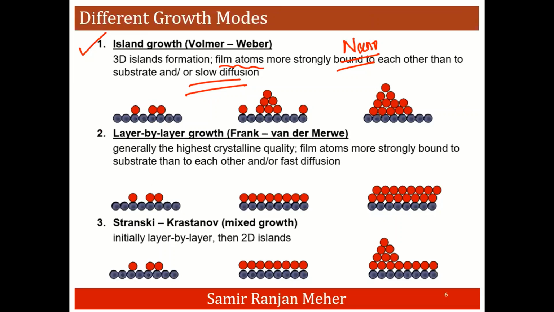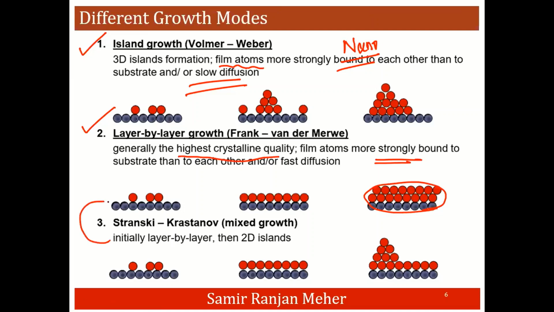The other extreme is the layer by layer growth. In this case, the force of adhesion between the film atoms and the substrate is very, very high. There is a strong bond between the film atoms and the substrate. So the resultant is the formation of a layer by layer structure. And by this, the highest crystalline films can be grown.